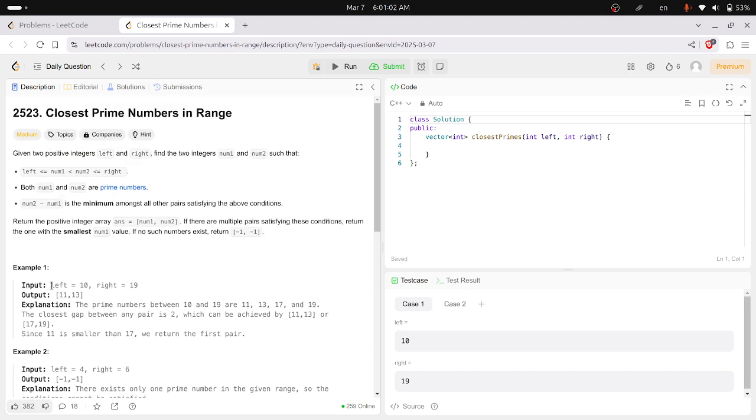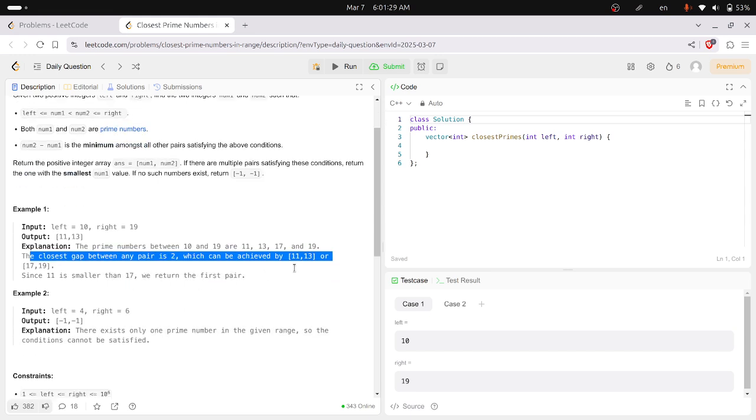So they have given left equals to 10 and right equals to 19, and we have to find two prime numbers in between them with the lowest difference. So for the output, they gave 11 and 13. The prime numbers between 10 and 19 are 11, 13, 17 and 19, and the closest gap that they found is 11 and 13, 17 and 19.